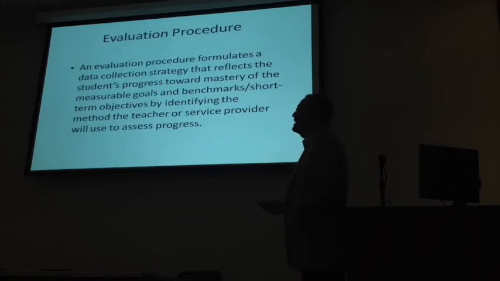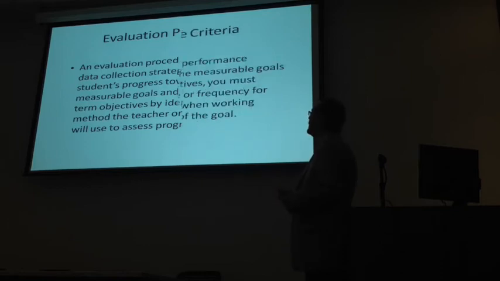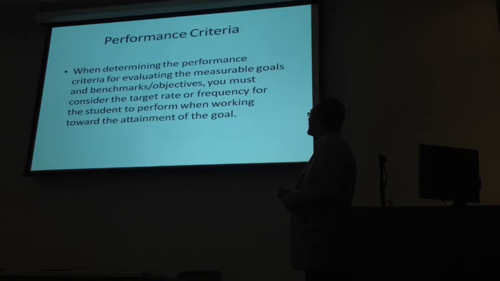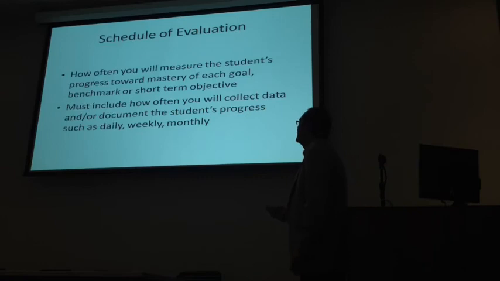Evaluation procedures are what you actually are going to do to collect the progress. Performance criteria is how you evaluate the measurable goals and benchmarks. Consider the target rate or frequency, in other words, 80%, 4 out of 5 times, etc. And then the schedule of evaluation is different than the evaluation procedures and the criteria, because it's really how often you're going to measure progress.